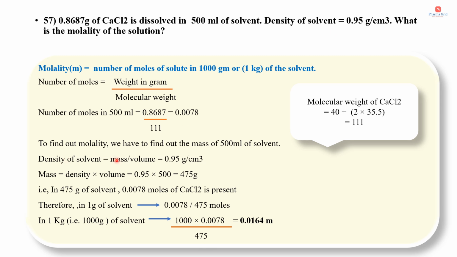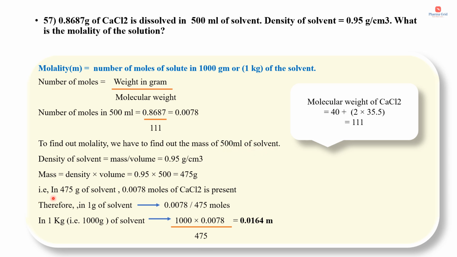Density is nothing but the mass by volume. Density of the solvent is equal to mass by volume, that is equal to 0.95 gram per centimeter cube, which is already given in the question. So from this we can calculate the mass. Mass is equal to density into volume, that is 0.95 into 500. 500 is nothing but the volume of the solvent. So 0.95 into 500 is equal to 475 gram. So this 475 gram is the mass of 500 ml of the solvent.